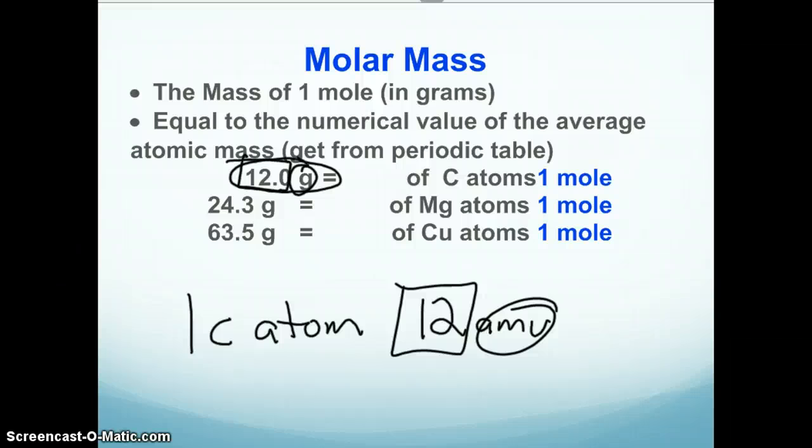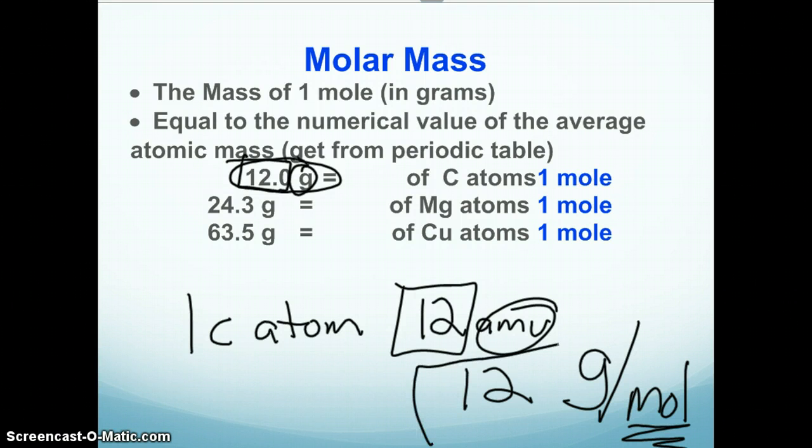So this number, the other way to express this is grams per mole. Now you'll notice I abbreviated mole a little bit. So the molar mass of carbon is 12 grams per mole.